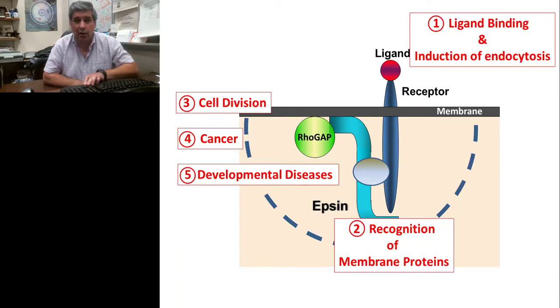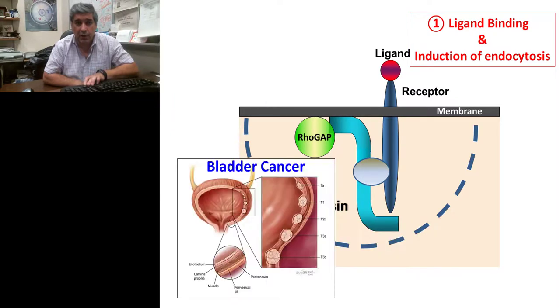And here I give you an idea of the different areas that we cover. We are interested in understanding ligand binding and how the induction of endocytosis occurs, how the endocytic machinery recognizes its cargo, the membrane proteins that have to be internalized, and how this connection with Rho GAPs is important for cell division, cancer, and developmental diseases. For example, in terms of understanding ligand binding and induction of endocytosis, we are very interested in using this knowledge, this expertise of many years, in the development of novel therapeutics for bladder cancer.